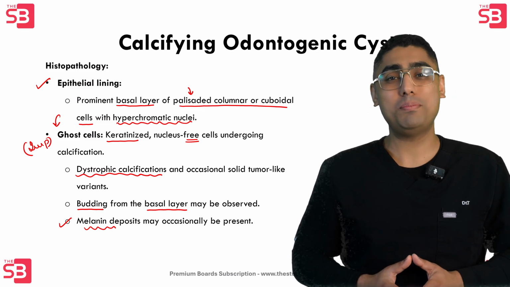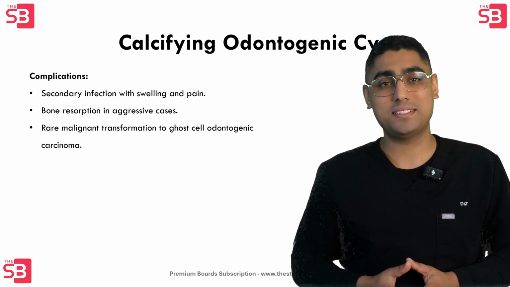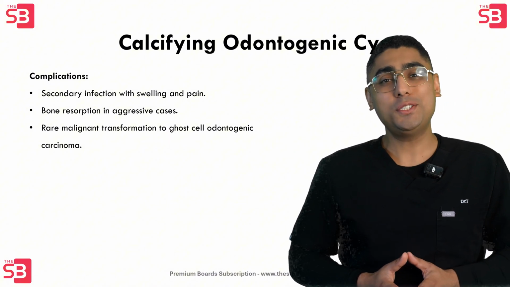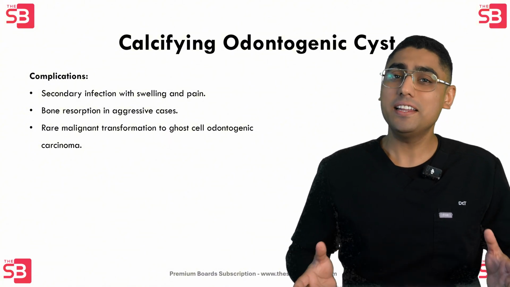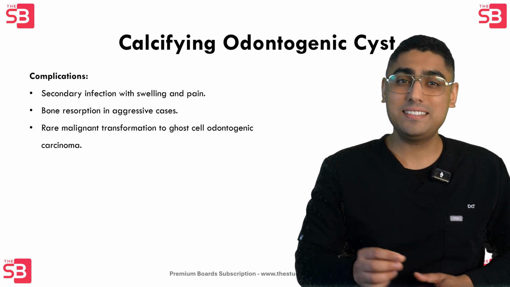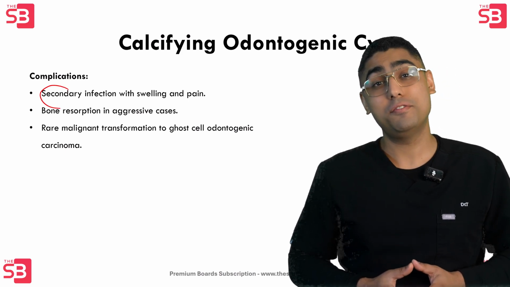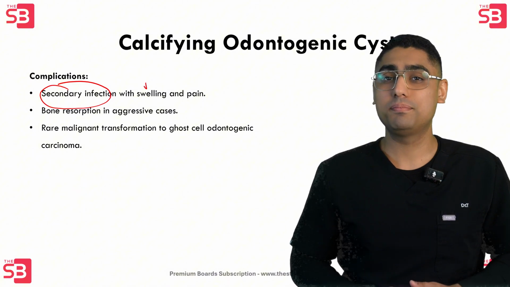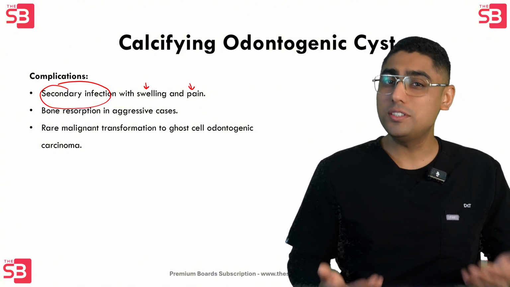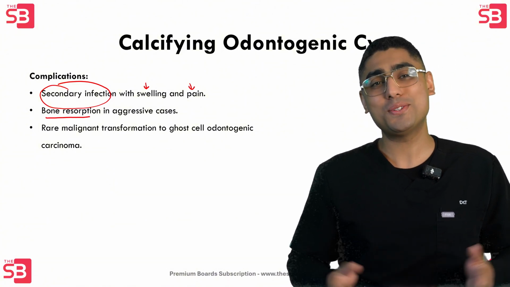Now let's go over the complications of calcifying odontogenic cyst. The most common complication that we have already discussed in the clinical features is that this cyst can get secondarily infected, which can lead to swelling and pain. And then bone resorption, tooth displacement, and delayed eruption can also occur.